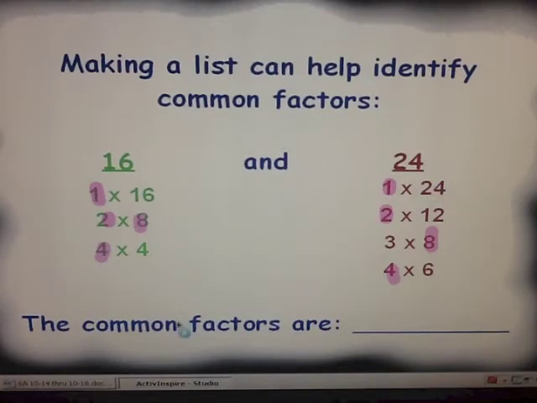So if we're going to make our list of the common factors, they would be 1, 2, 4, and 8. And the greatest common factor would be the largest number of the common factors, which in this case is 8.